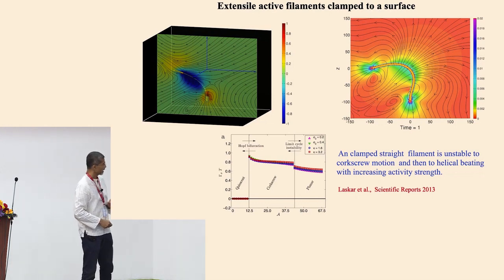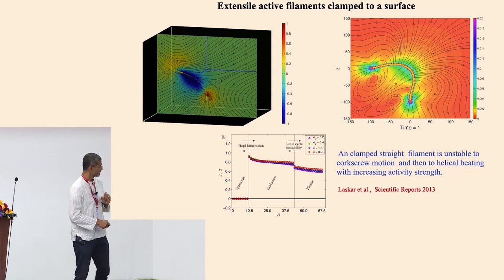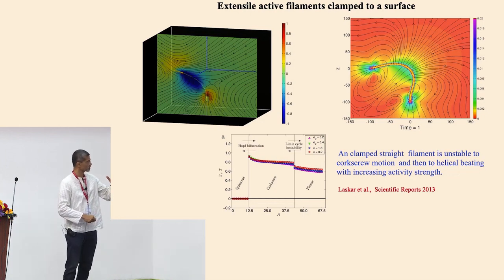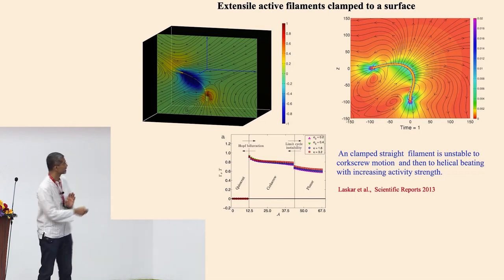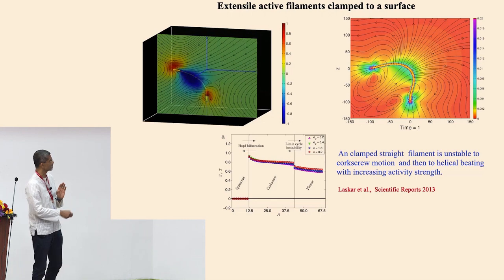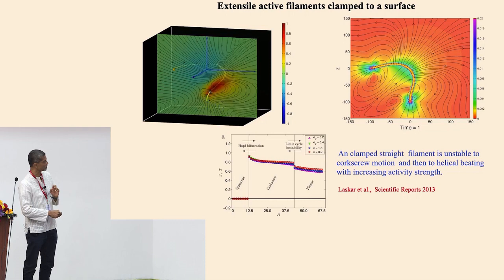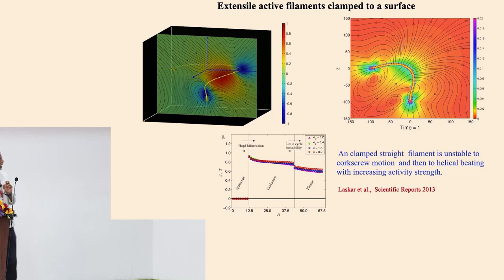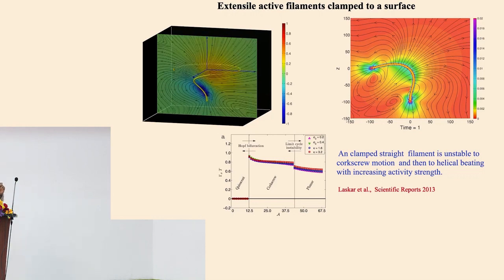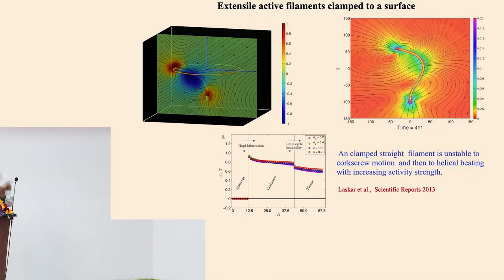Then as you increase the activity, the filament is unstable to a corkscrew kind of motion, beating. If you further increase activity, this corkscrew motion goes into a limit cycle, to another limit cycle, which is the planar beating motion. That's what I was trying to show you here. This is the corkscrew motion, with a fixed filament that moves in a corkscrew fashion, and if you go into this regime, it does a planar beating.